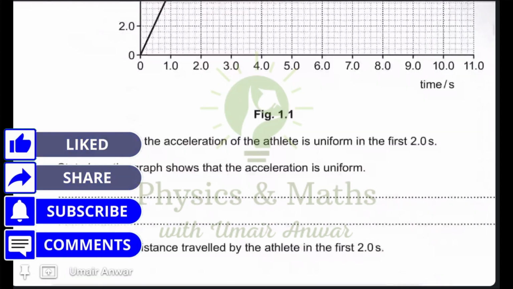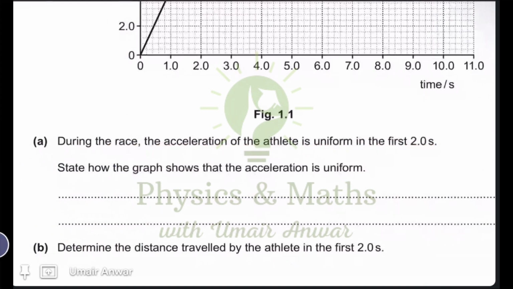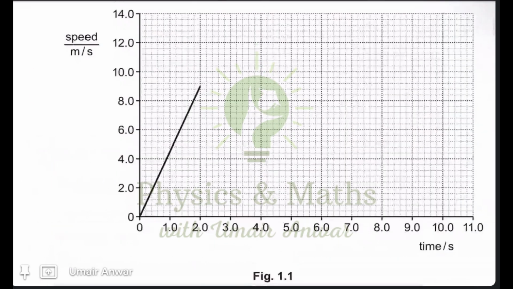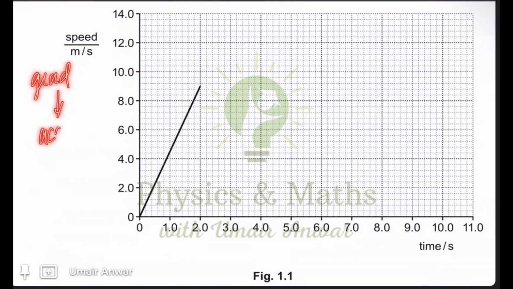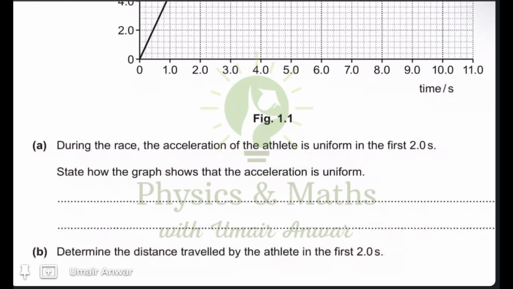During the race, the acceleration of the athlete is uniform in the first 2 seconds. In a speed time graph, we know that the gradient of the graph represents the acceleration of the moving object. So when the acceleration is uniform, we are expecting a straight line, and the reason is that straight lines have constant gradients. Gradients do not change in straight lines. So the gradient should be constant, and it is represented using a straight line.